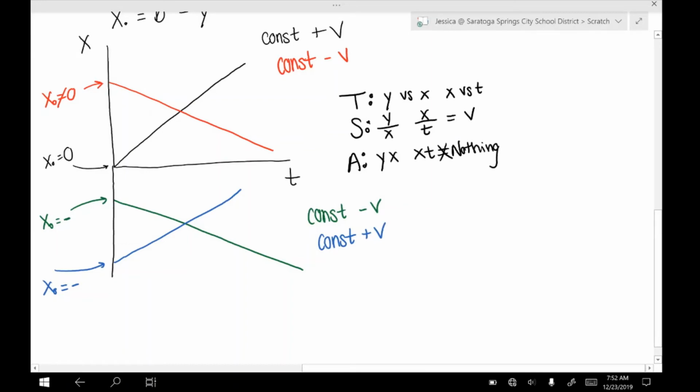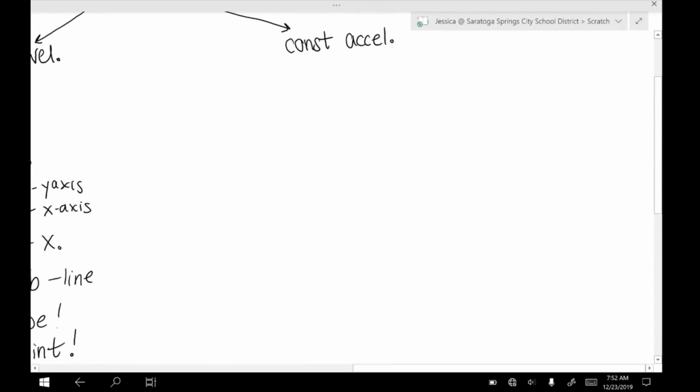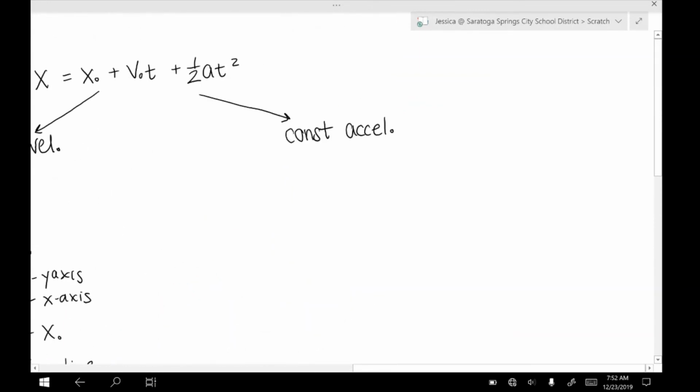So that's our graphs of position versus time for constant velocity. Not really that interesting, but can give us a lot of information. Where things get super fun is when we have constant acceleration, because with constant acceleration, we need to use the entire equation, because we have to have that a term.